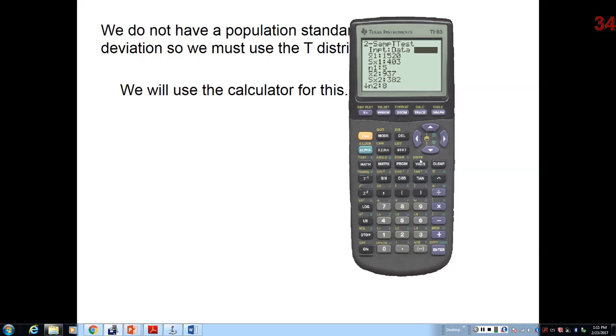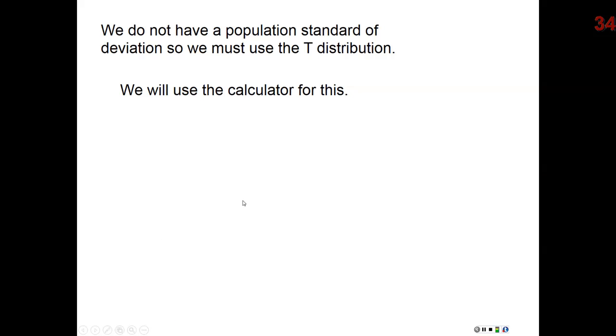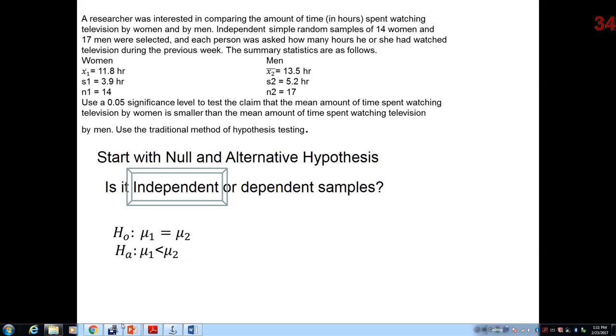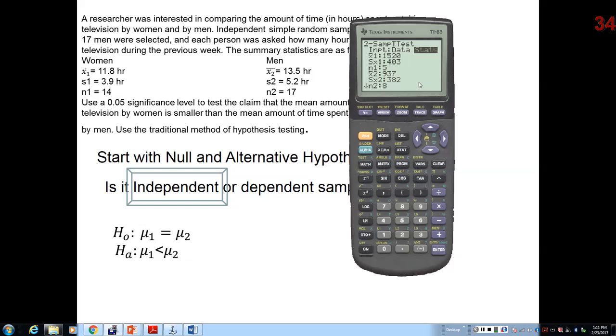Okay? Now, let's go ahead and write our information, because that's the next thing we have to do. So I'm going to put my information in there. I'm going to have 11.8 for the first one with a standard deviation of 3.9 and a sample size of 14. The next one is 13.5, standard deviation is 5.2, and a sample size of 17.